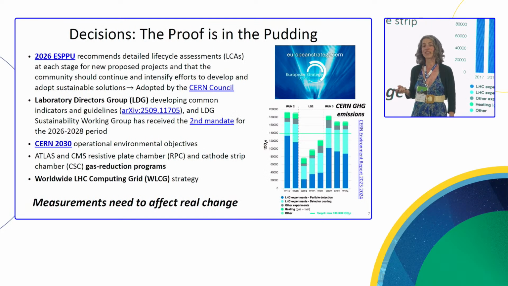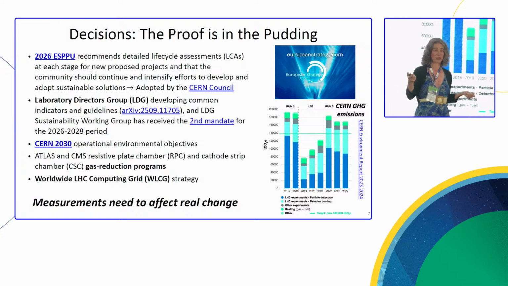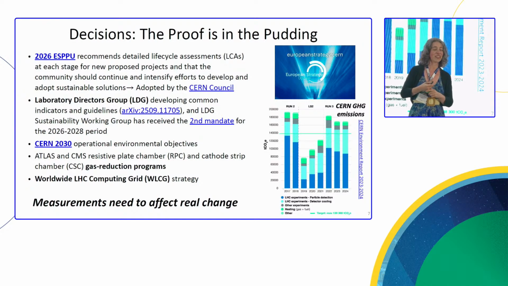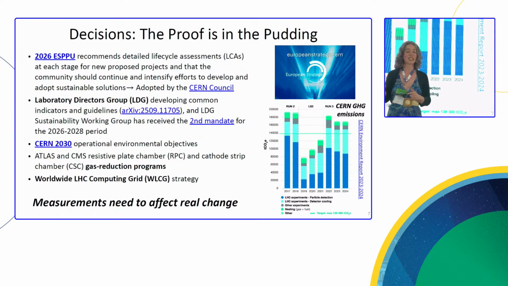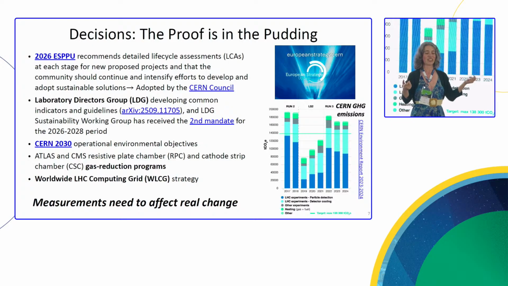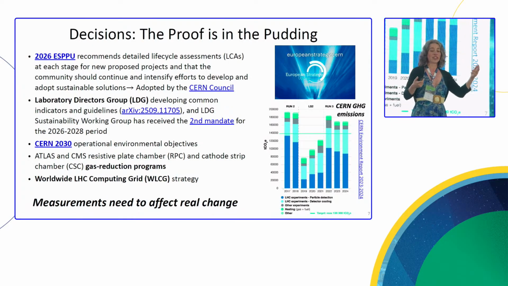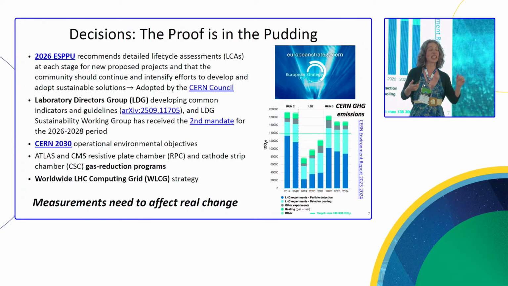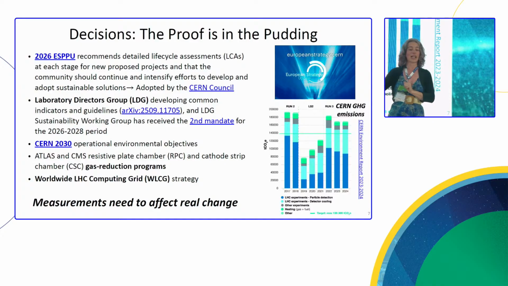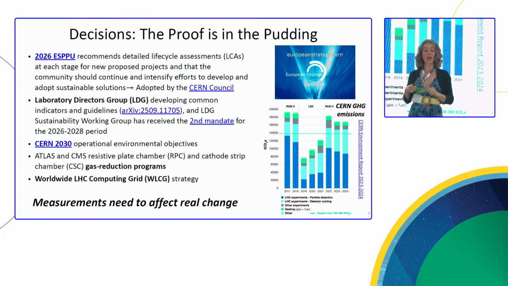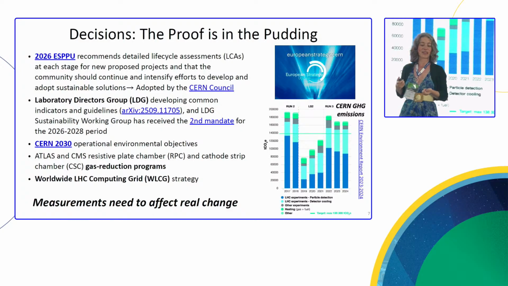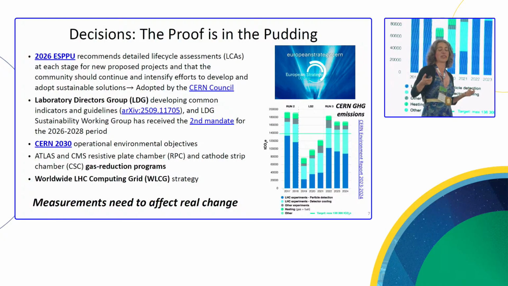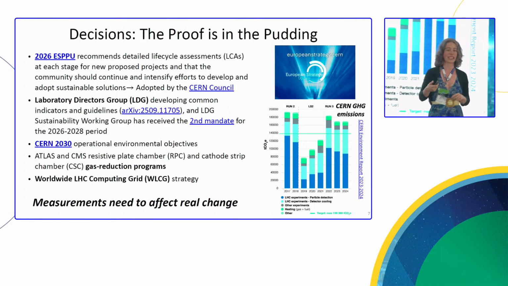And you don't have to take my word for it. The proof is in the pudding for these decisions. So, for example, the European Strategy Update recommends detailed life cycle assessments at each stage of new proposed projects, and that the community should continue and intensify efforts to develop and adopt sustainable solutions. And then the CERN Council has adopted this recommendation. Also, the Laboratory Directors Group is developing common indicators and guidelines, and also its Sustainability Working Group has received a second mandate for the 2026 to 2028 period.